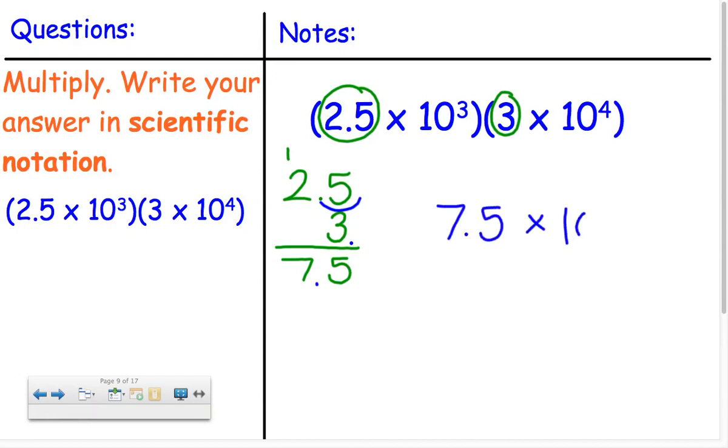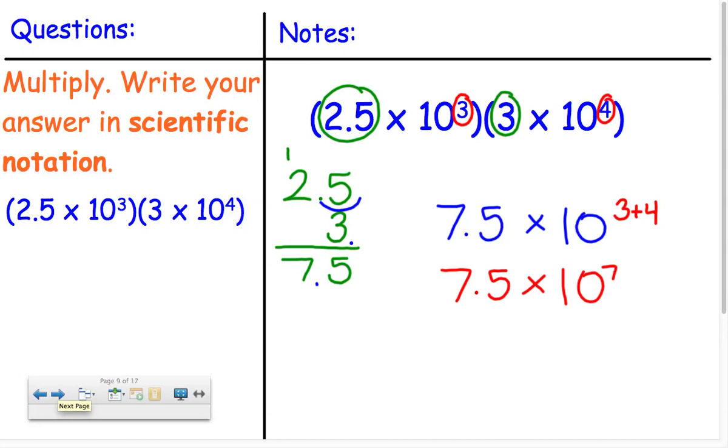times 10. And now with multiplication, I'm going to add my exponents. So 3 and 4, I'm going to add. So I'll get 7.5 times 10 to the 7.